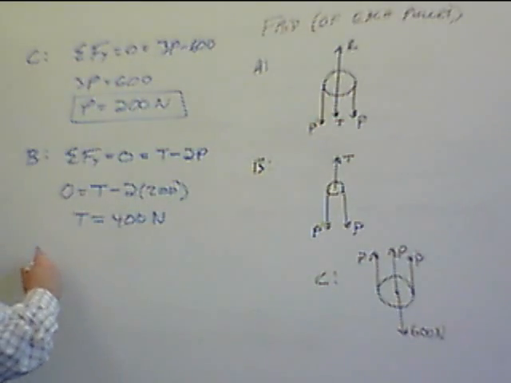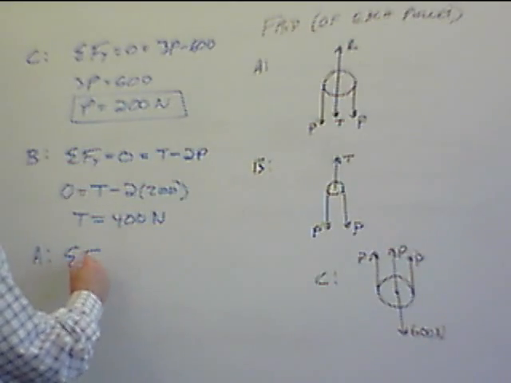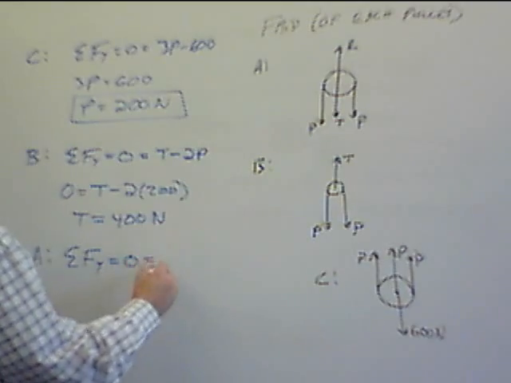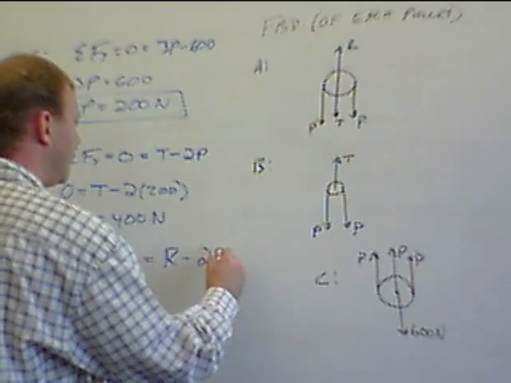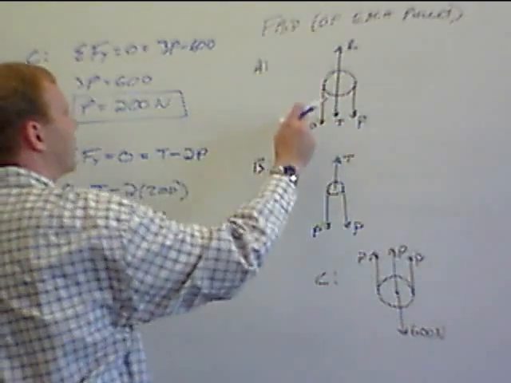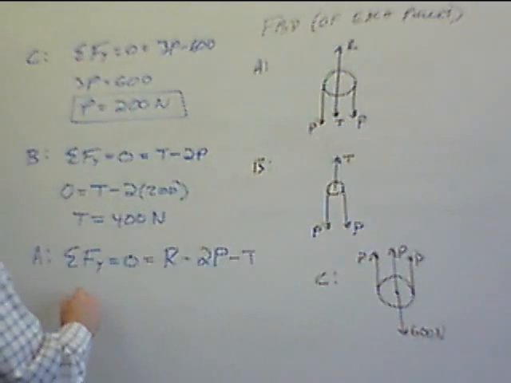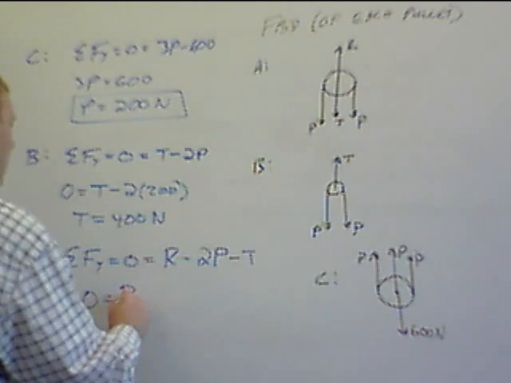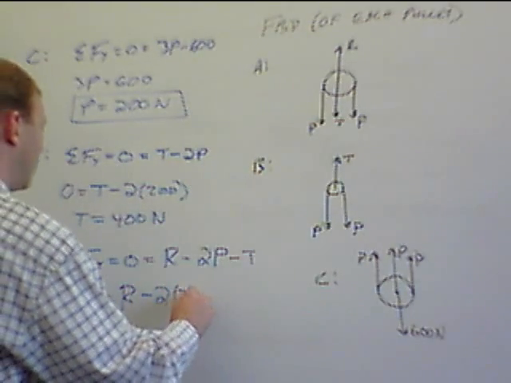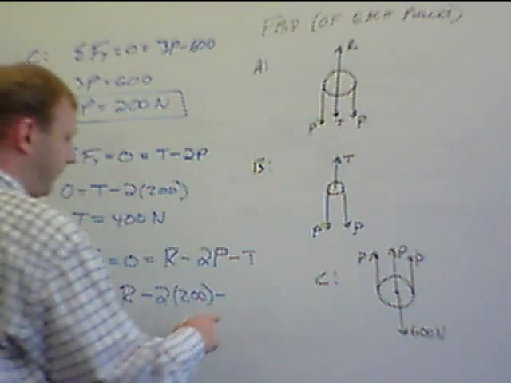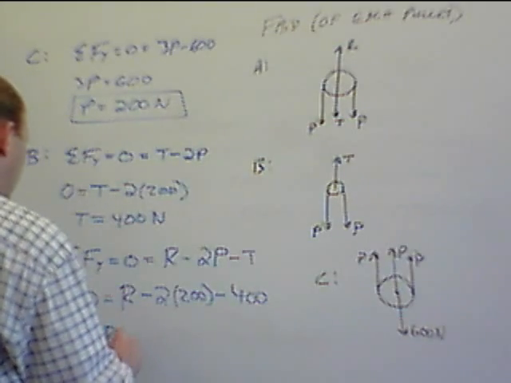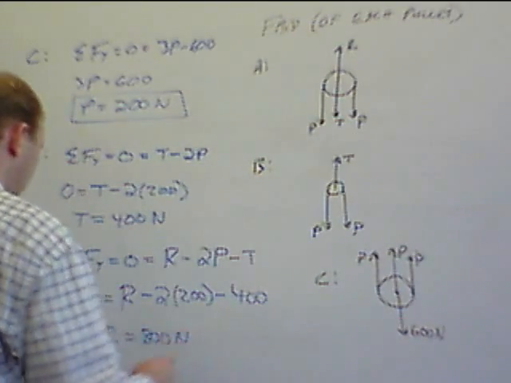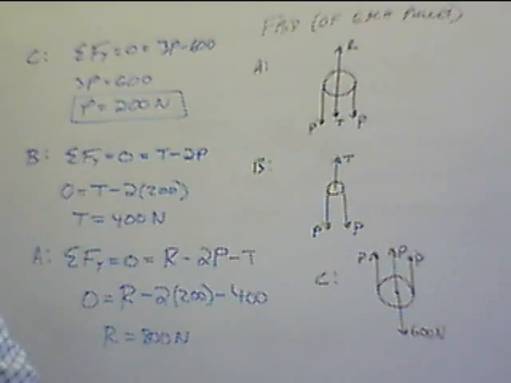And then at pulley A, we can go and find force R. Summation of forces in Y equals 0 equals R minus 2P minus T. Okay, R upward, 2P and T going downward. So 0 equals R minus 2 times 200 minus 400, which means R equals 800 newtons.